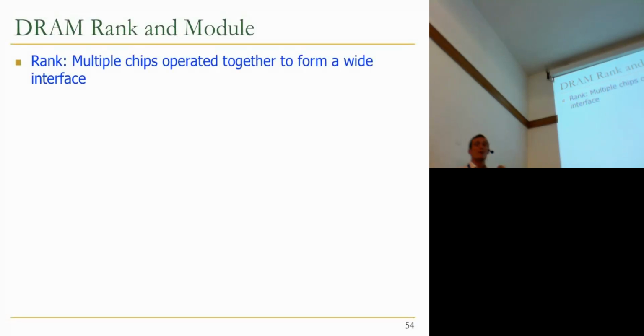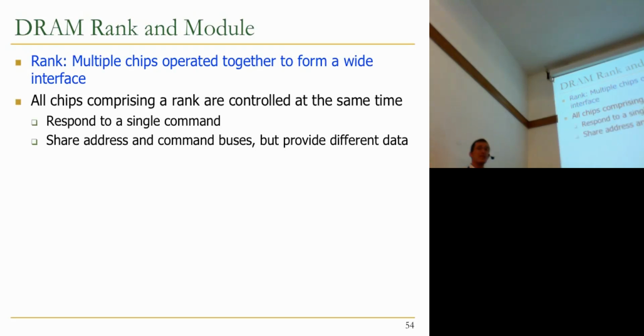DRAM rank: multiple chips are operated together to form a wide interface. We have a small interface in the DRAM chip, 4 to 16 bits, to minimize the cost of the chip. But we want a lot of data together. So we gang together multiple DRAM chips that respond to a single command the same way. All chips comprising a rank are controlled at the same time. This is like a rank of soldiers. You say left foot, they bring you the left foot. That's exactly what these chips do. They share address and command buses but provide different data.